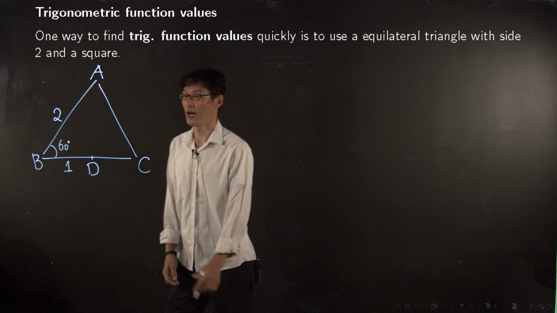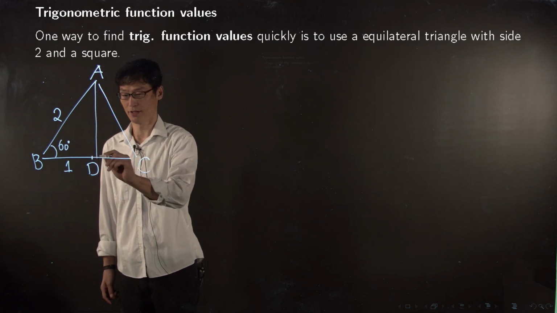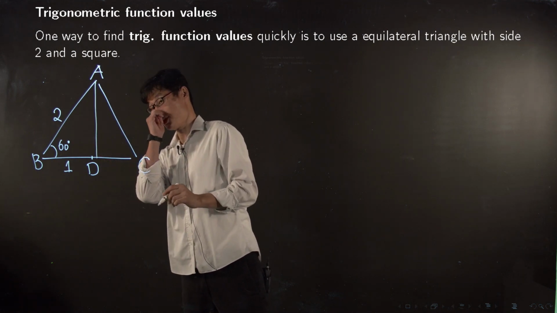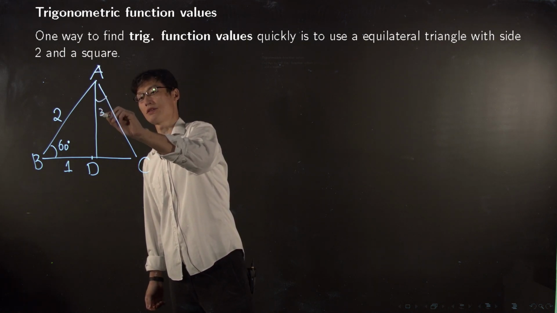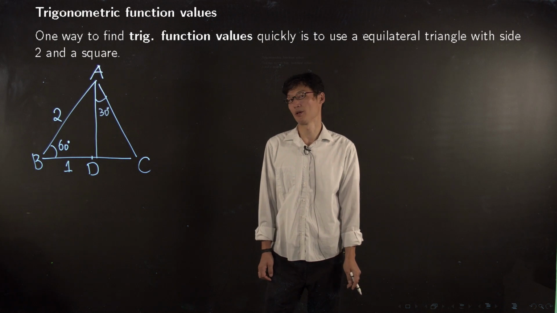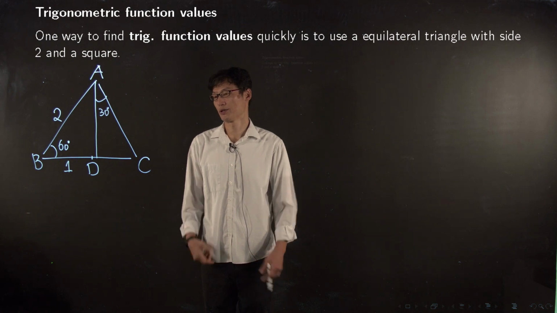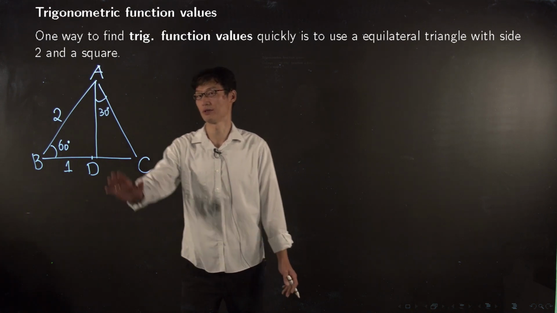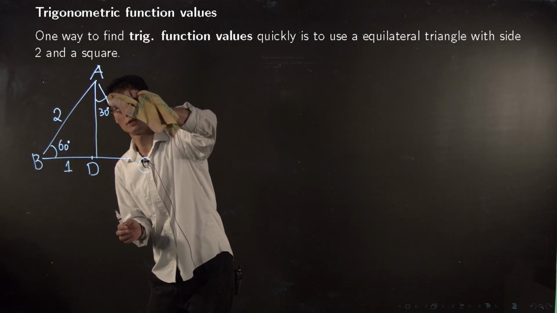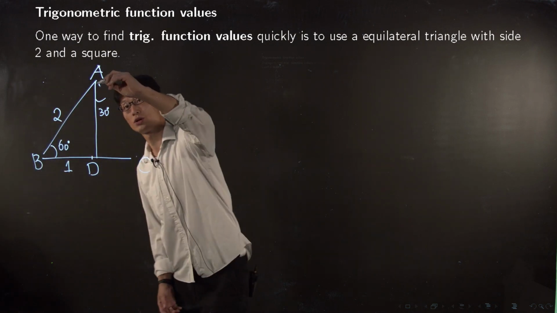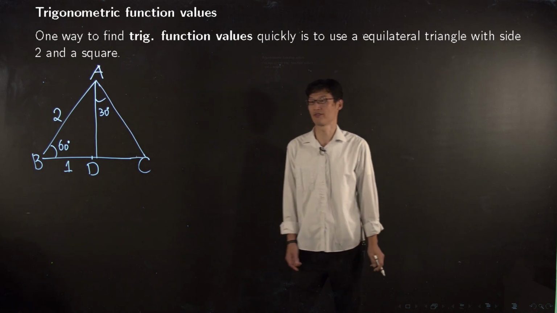Once you draw line segment AD, this bisects the angle A. So this angle is 30 degrees. And it also gives you two congruent right triangles, left side, right side. Let me fix this quickly. So we can use those right triangles to find trig function values quickly.